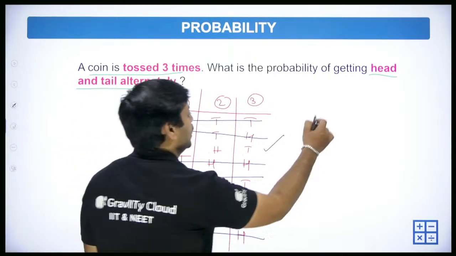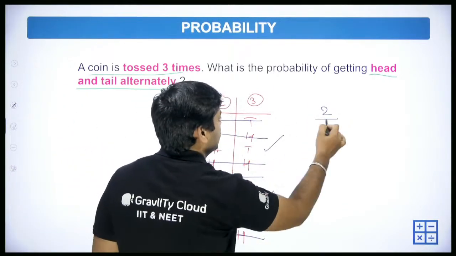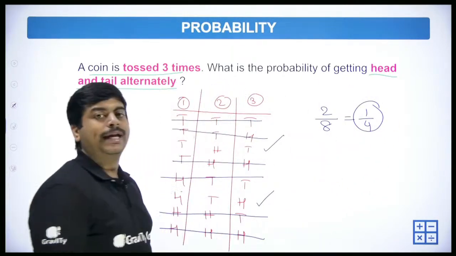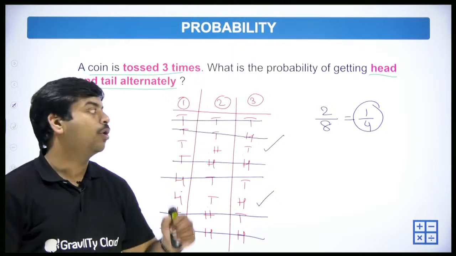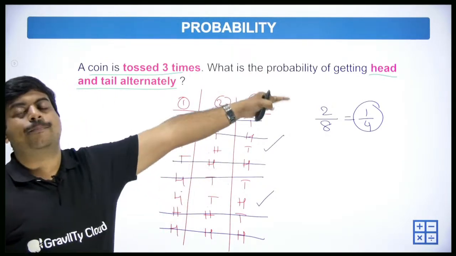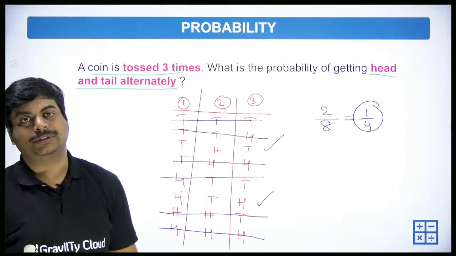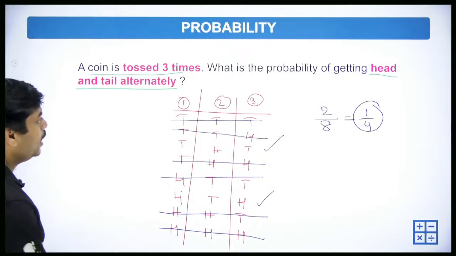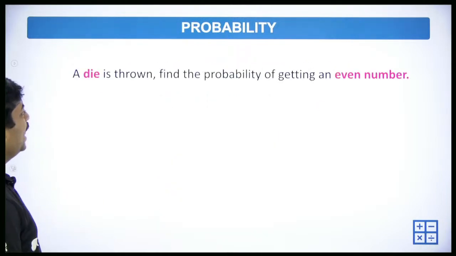So how many cases are there in total? Favorably, we have 2 cases, but the total number of cases is 8. So 2 by 8, which is 1 by 4. So the total is 2 cases out of 8 cases. The probability is, sorry, 1 by 4. Moving ahead, a die is thrown.